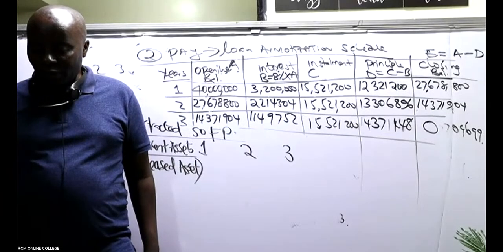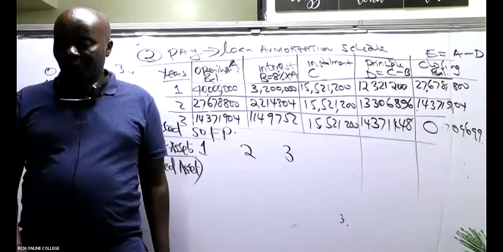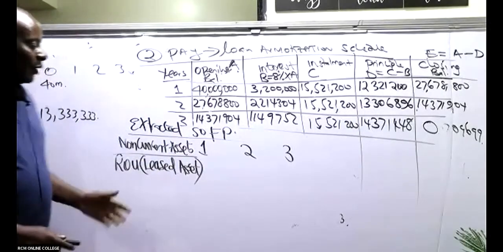Thank you very much, Irene, for jumping in. So remember, we are told that this thing was sold for 40 million, and yet it had a carrying amount of 14. Look at that gain. So 40 minus 14, which gave us 26.